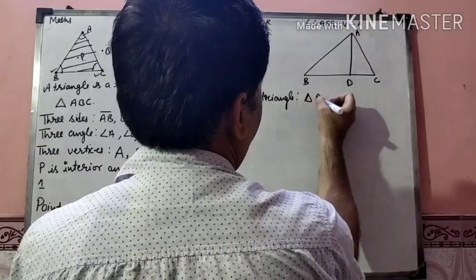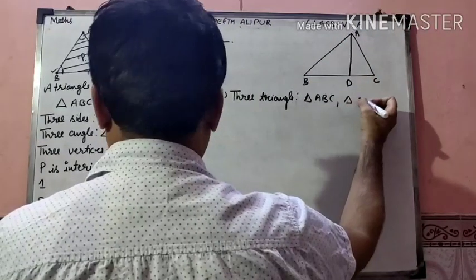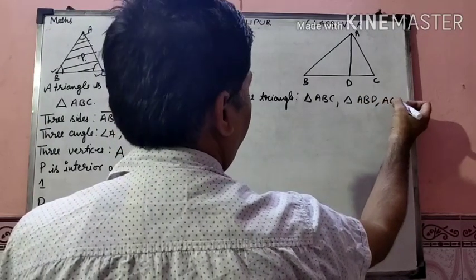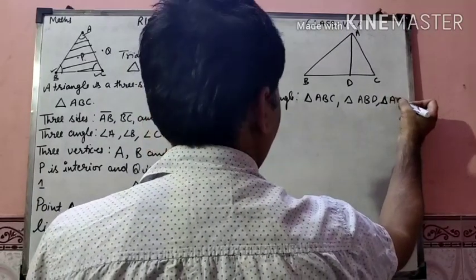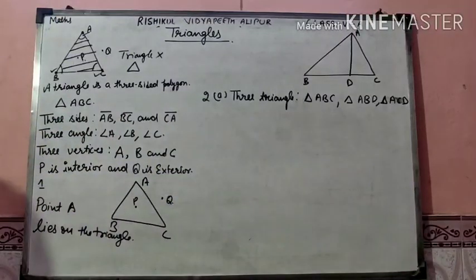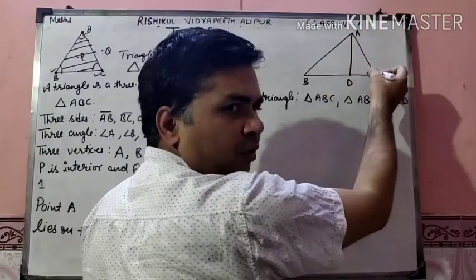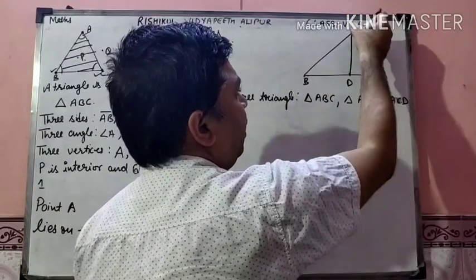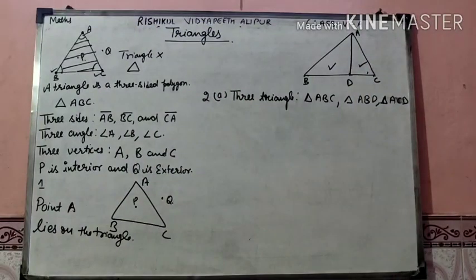Yes. First one is ABC. Second one is ABD. Third one is ACD. What you have to identify? 3 triangles. One triangle is ABC, another is ABD, and another is ACD. These are the 3 triangles.